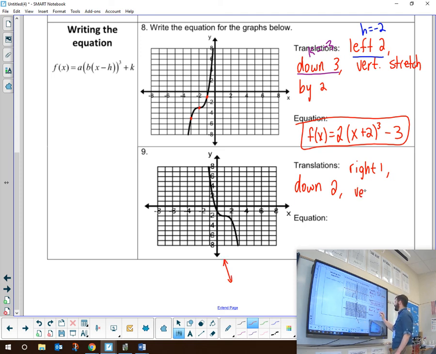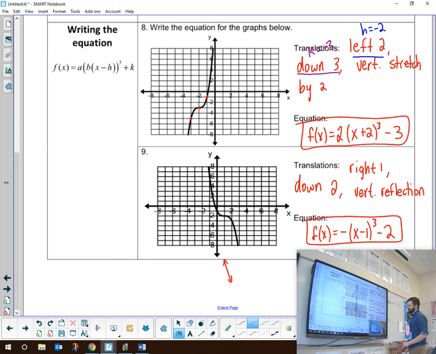So that means we have a vertical reflection. So my equation is going to be f of x equals vertical reflection, negative out in front, x right 1, so we're going to minus 1 in my equation, and down 2, so I'll have a minus 2 there on the end. Okay? So that's how you can interpret these graphs.